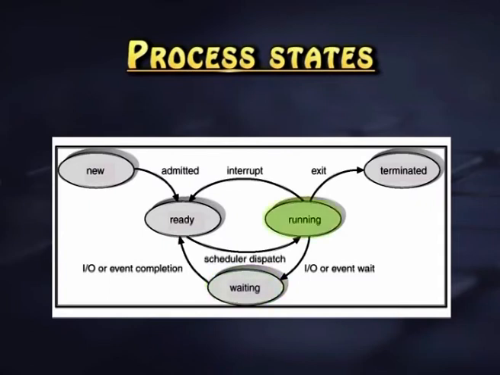Third, from running state a process can move back to ready state in case the time slice of the running process expires or in some other situations. In this case, the CPU allocated to a running process is preempted, that means it is taken away by the operating system, and the process enters the ready state and joins the ready queue.